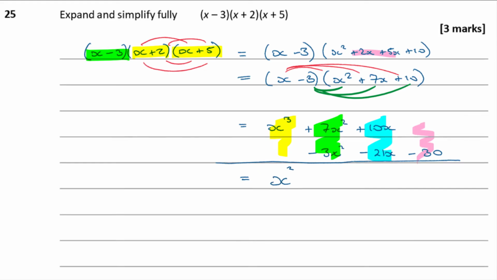So I've just got an x cubed in this column. I've got 7x squared minus 3x squared, that is 4x squared. I've got 10x minus 21x, that is minus 11x. And I've got minus 30 on the end there. Okay, so that's my expression: x cubed plus 4x squared minus 11x minus 30.